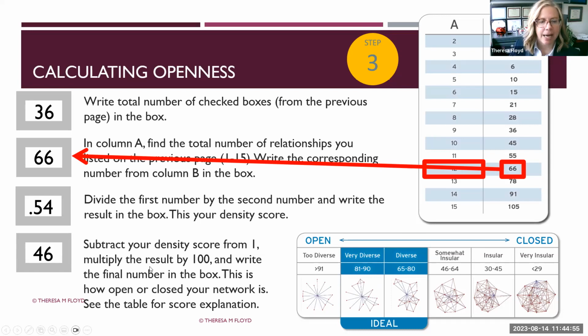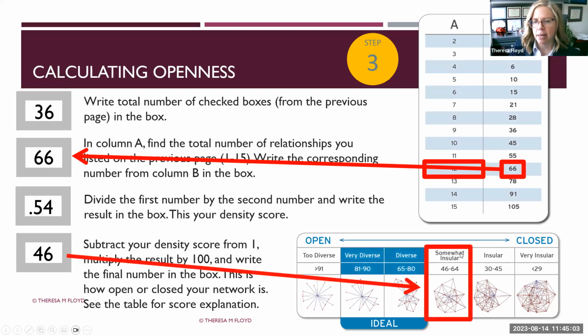And then you can look at how open or closed your network is on this handy dandy chart right here and kind of figure out, okay, my network is a 46, which means that it's somewhat insular, which means that my network is somewhat interconnected because I have a relatively high density score.